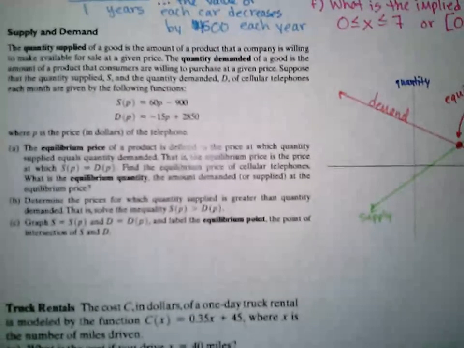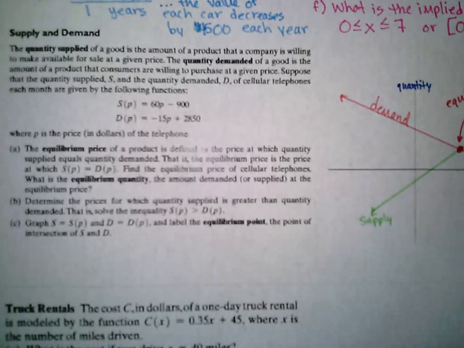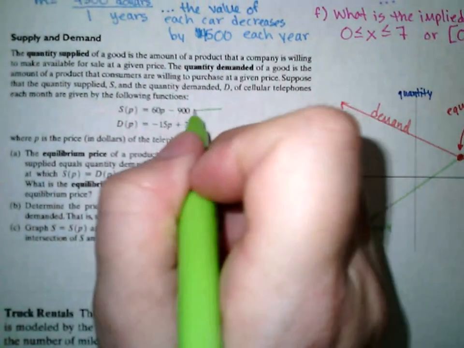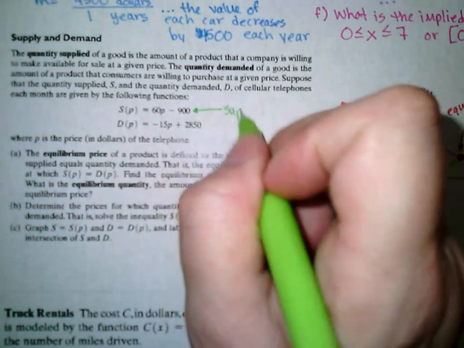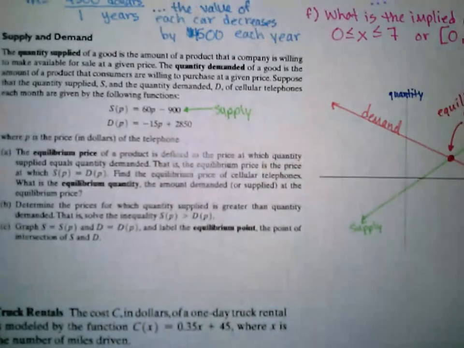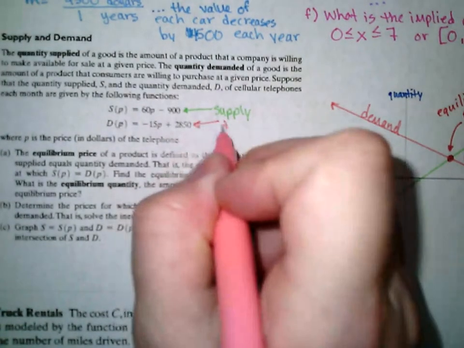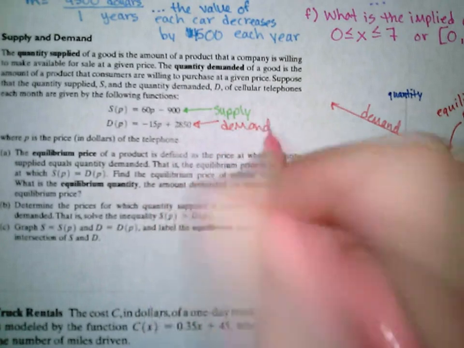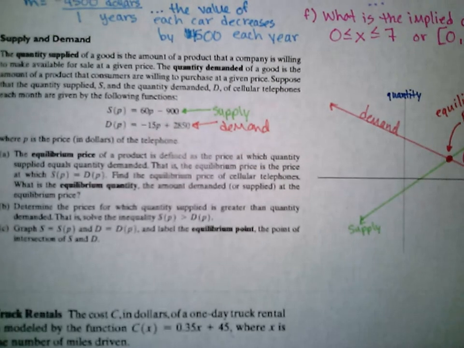So over here we've got the quantity supplied of a good. They've given us a supply function. That's this one that I roughly graphed over there. Notice it has a positive slope. And then they've given us a demand function, which has a negative slope, and I've roughly graphed that one as well.